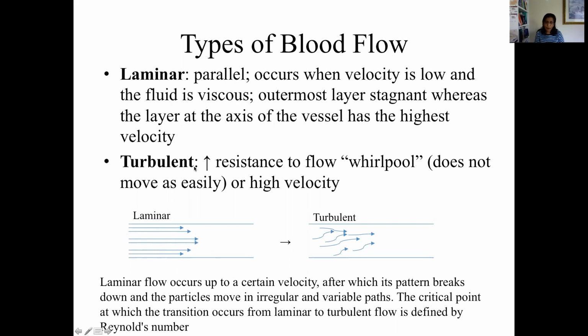Turbulent type of flow is where there is increased resistance to flow, there is that whirlpool action, or high velocity with which blood has to flow. All right, either one could cause turbulence. So more details are shown here. Laminar flow occurs up to a certain velocity, up to a certain speed, after which its pattern breaks down, particles move in irregular and variable paths, and that's what we call turbulence.